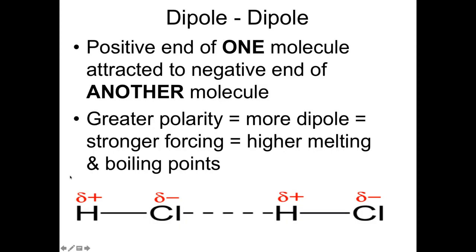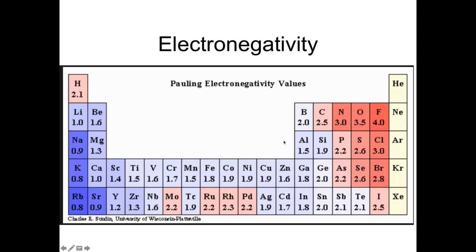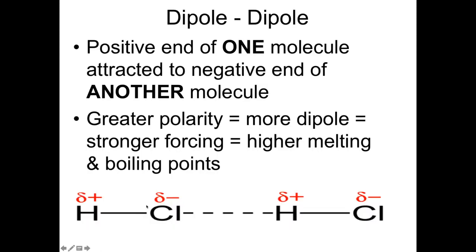Dipole is less strong than hydrogen bonding, where you have a positive end in one molecule that's attracted to a negative end of the other. The greater the polarity is, the more dipole you're going to have, and then the stronger the forcing will be for that to occur. So you notice here I have hydrogen and chlorine. Again, hydrogen is here and chlorine is here, so a huge electronegativity difference. So when these are bonded together, the hydrogen is going to be slightly positive, the chlorine is going to be slightly negative. This hydrogen is slightly positive, this chlorine is slightly negative, and then there's going to be an intermolecular forcing between these two right here.